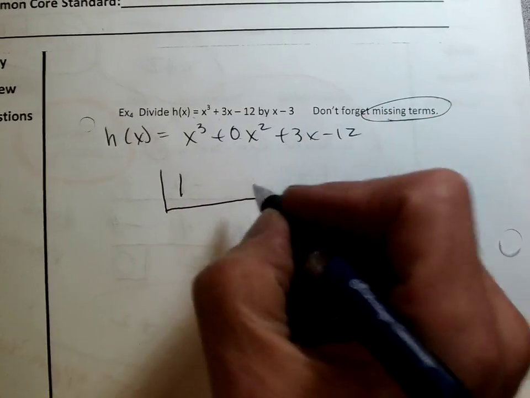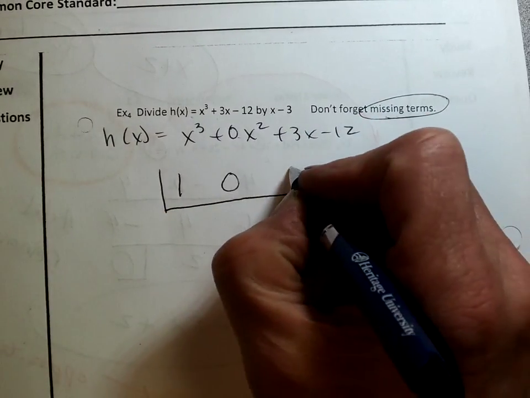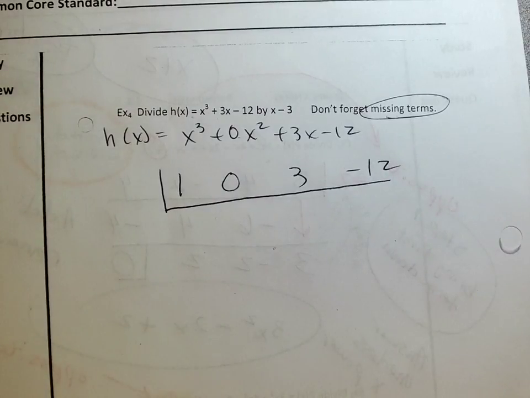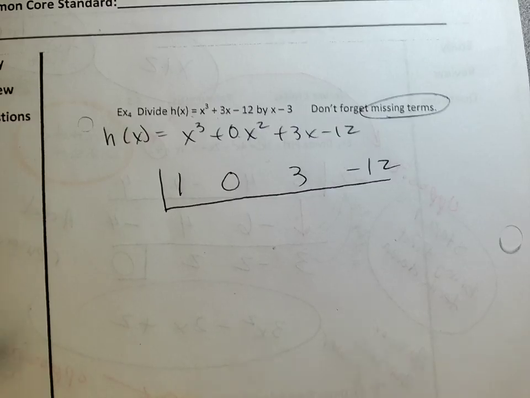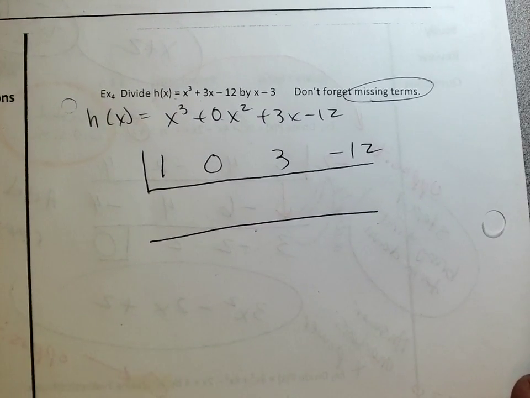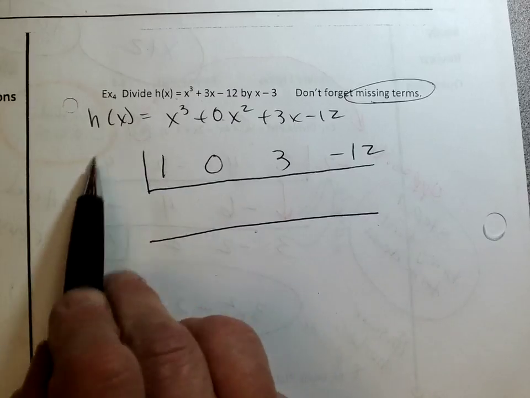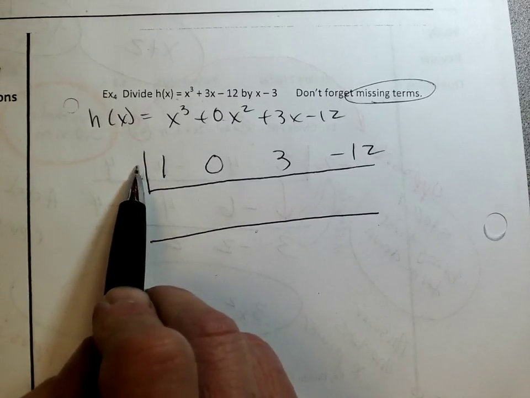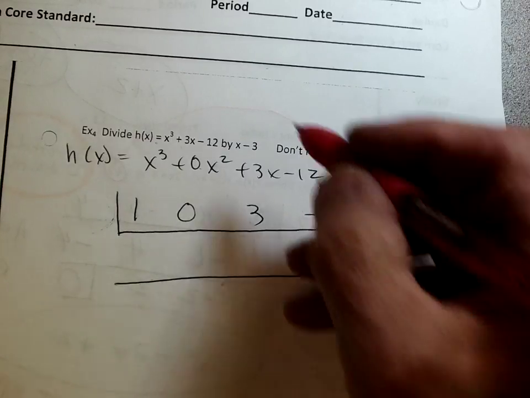1, 0, 3, negative 12. Please don't forget this on Friday, because synthetic division is easy. You guys agree? Upside down, right? What am I going to put right here? 3. Positive 3. Totally right, because we do the opposite.